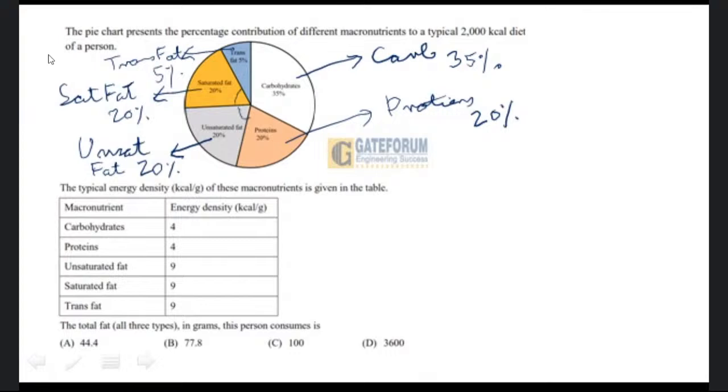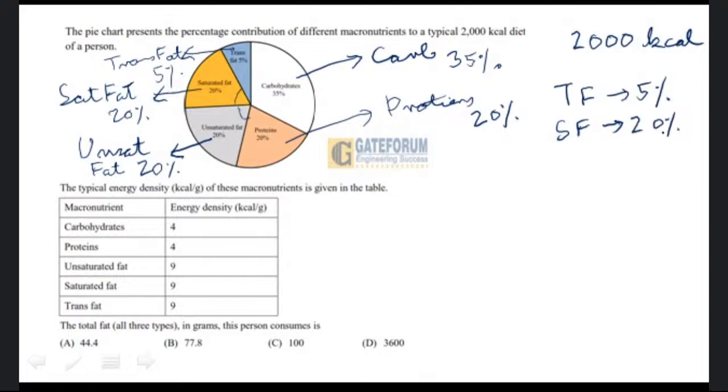This person has a diet of 2000 kilocalories, so that is already given. First of all, let us see the percentage of trans fat. Let us write it as TF. We already know it's 5%. Then saturated fat SF, we know it is 20%, and unsaturated fat USF is 20%. So the total would be 45%.